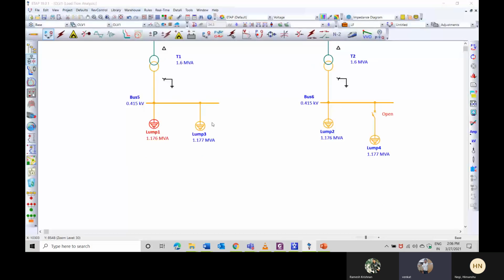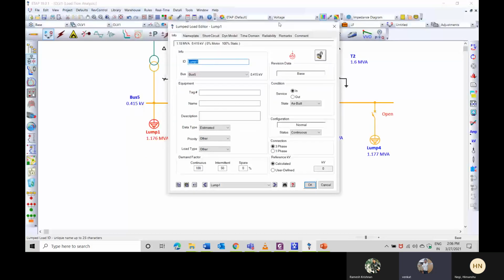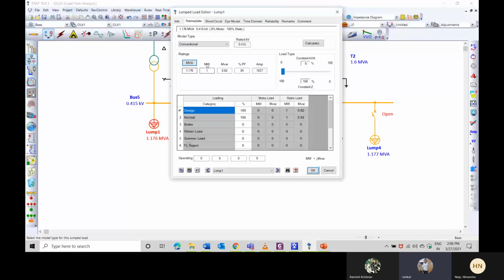What I have done inside the load is go inside the nameplate. Here, can you see this? I have taken a load of 1 megawatt with a power factor of 85.